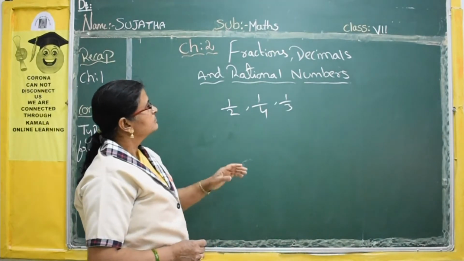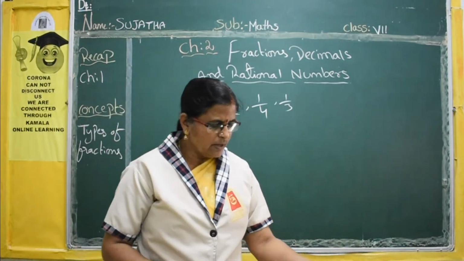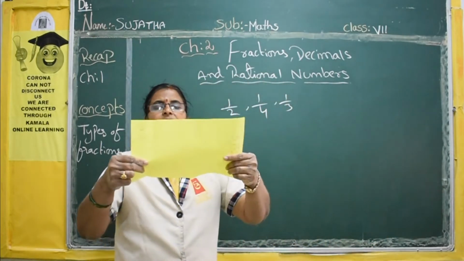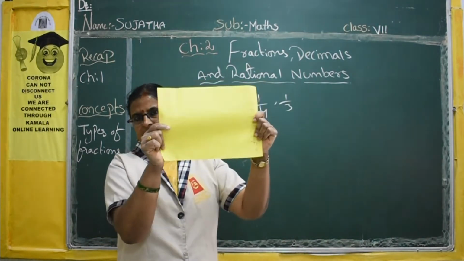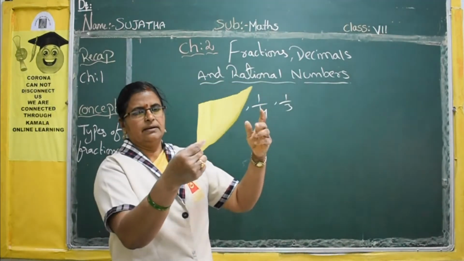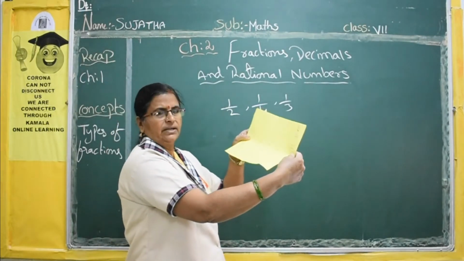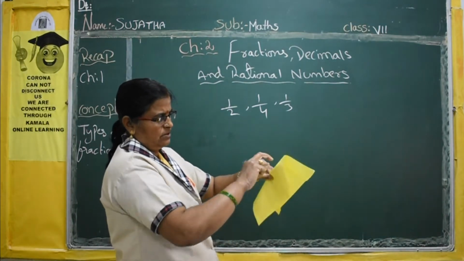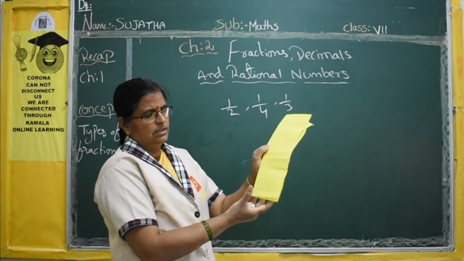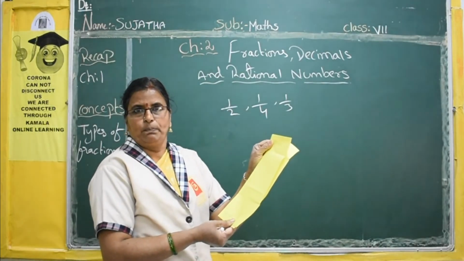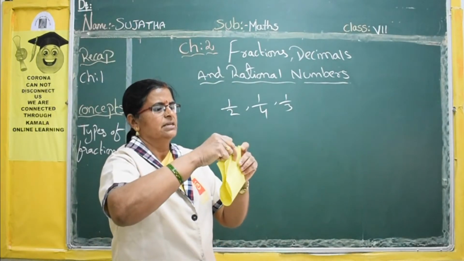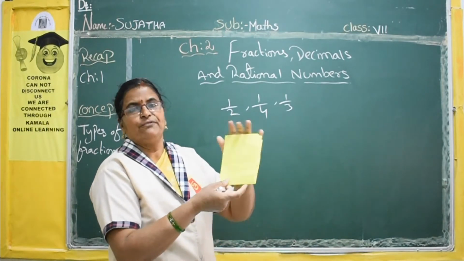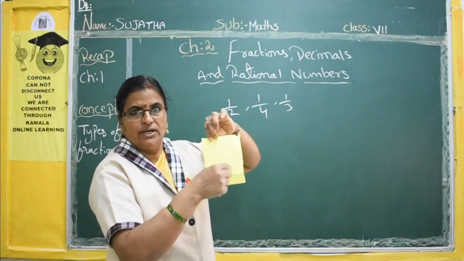Okay. Now, suppose you take one rectangular paper. This is the full 1 part. Now what am I doing? I am folding it like this. How many parts is it now? 1 by 2. This is the 1 by 2 part. Again, if I fold like this, how many parts will I get? The 1 by 4th part. This part only I am saying, this is only the 1 by 4th part.